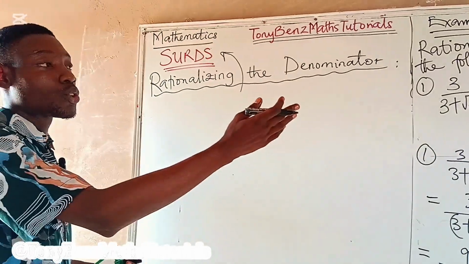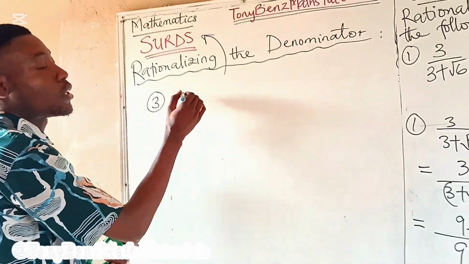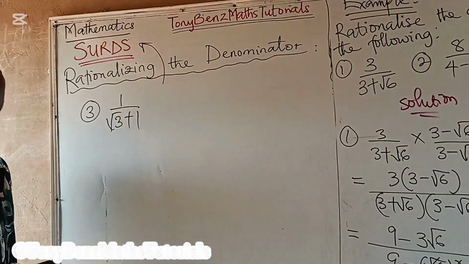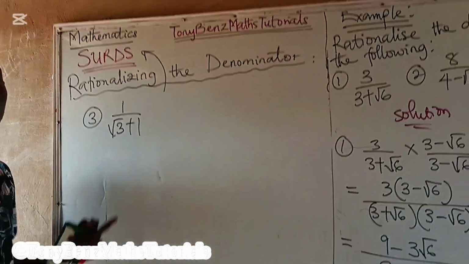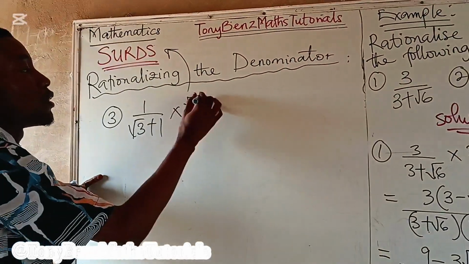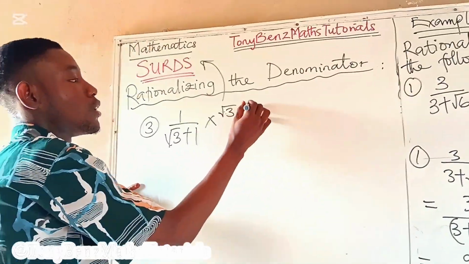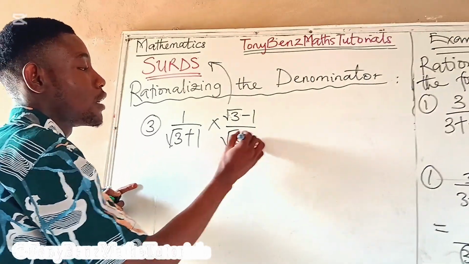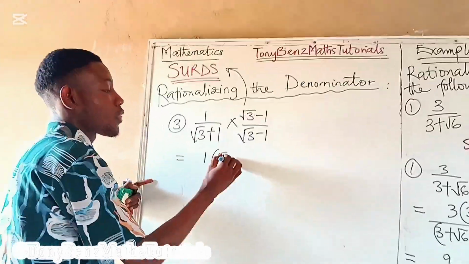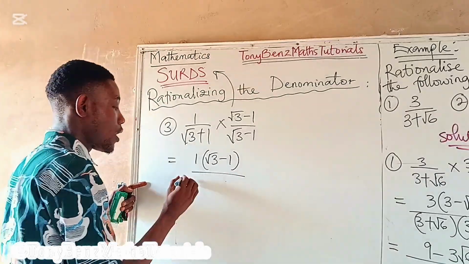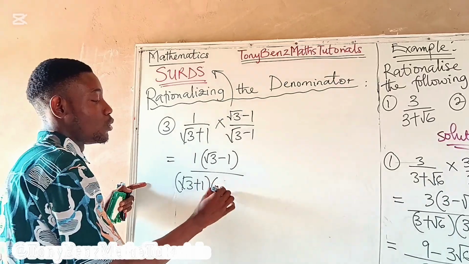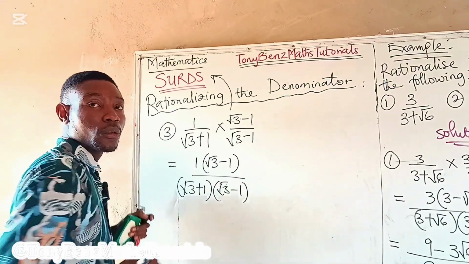Okay, now let's do justice to the third question. We have the third question, 1 over root of 3 plus 1. So we have to multiply the numerator and denominator by the conjugate of the denominator. What is the conjugate of the denominator? Root 3, since it's plus here, we'll have minus 1, all over root 3 minus 1. It's the same thing as saying 1 times root 3 minus 1 all over root 3 plus 1 in bracket, root 3 minus 1 also in bracket.